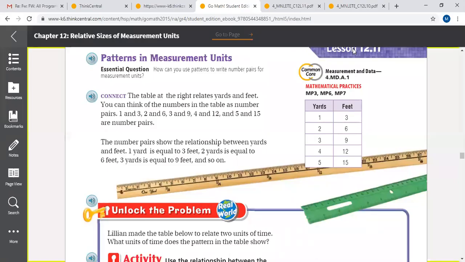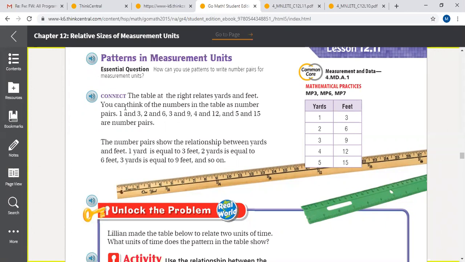This lesson is patterns in measurement units. At the end of our lesson, we must know how we can use patterns to write number pairs for measurement units. The table at the right relates yards and feet.